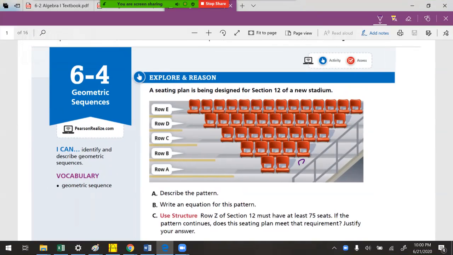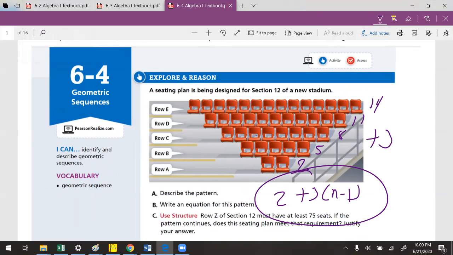Okay, row A, 2. Row B has 5. Row C, 8. Notice how we have 11, 14. You're adding by 3. So this is arithmetic because you're starting with 2 and you're adding 3. Voila, you got it, okay? So we're going to skip part C. That's arithmetic, but now we need to talk about geometric.